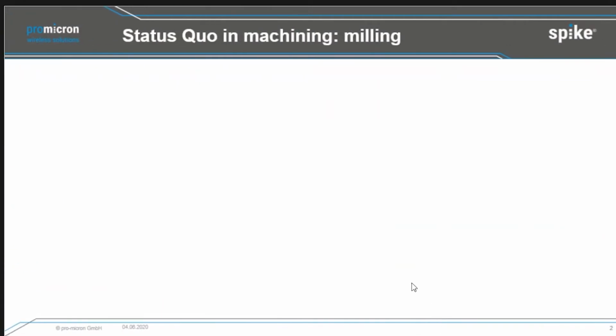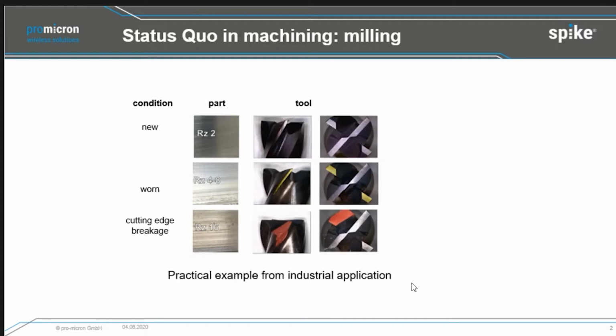What we can see here is the status quo in milling operations as we know it today. We manufacture a few parts, and with increasing wear of our tool, our workpiece quality reduces. In the worst case, if one of our cutting edges breaks, we completely lose our surface quality and produce more rejected parts. The problem is that we can only detect this after the process, in the worst case after a whole series of products, so we produce many parts for the litter.